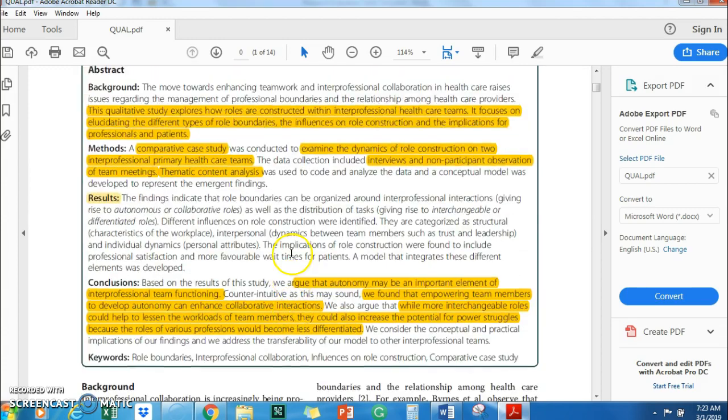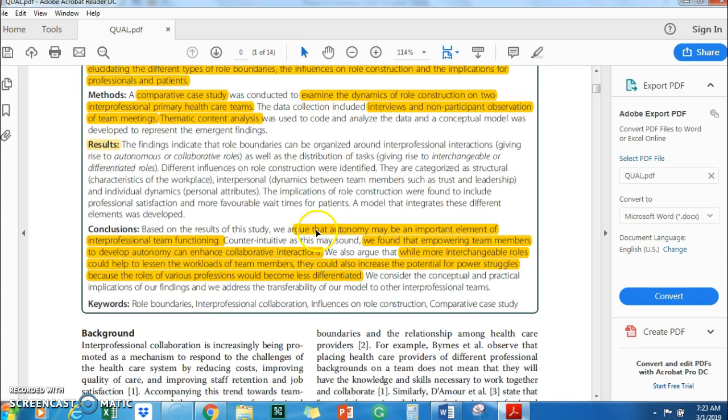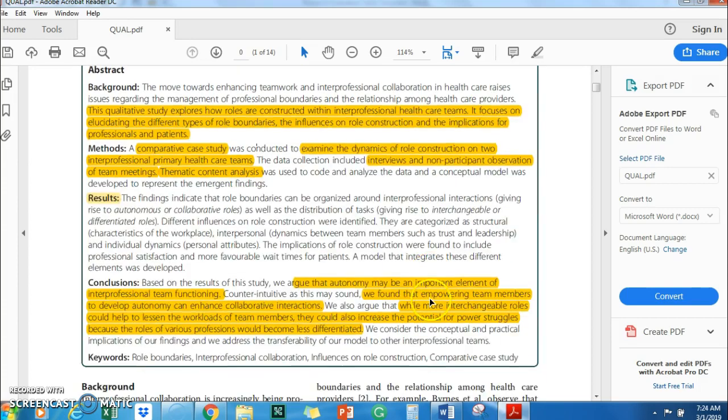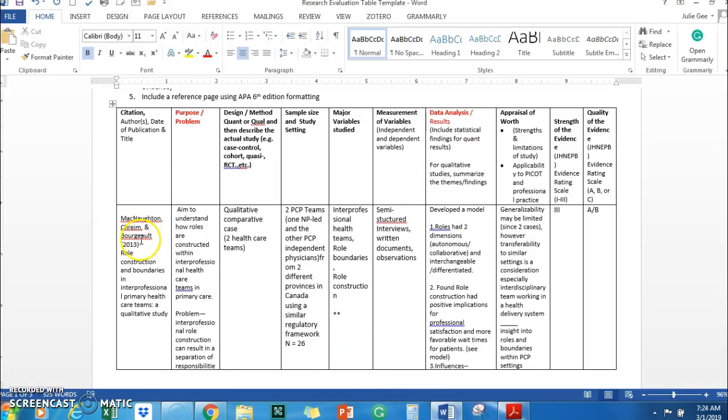Okay, so the abstract generally tells you much information, but you always do need to read the whole article, especially when you're looking forward to your lit review. Okay, so here are my authors, title, and the article was 2013. Okay, so when I go to my evidence table, all I do is cut and paste my authors, my date, and my title in there.